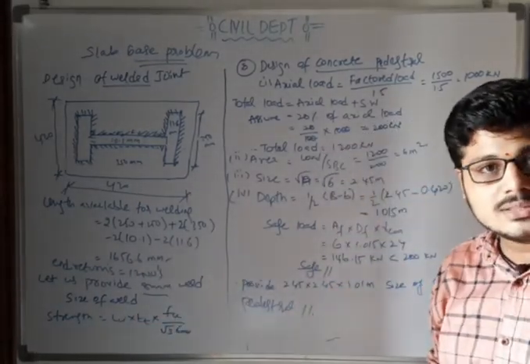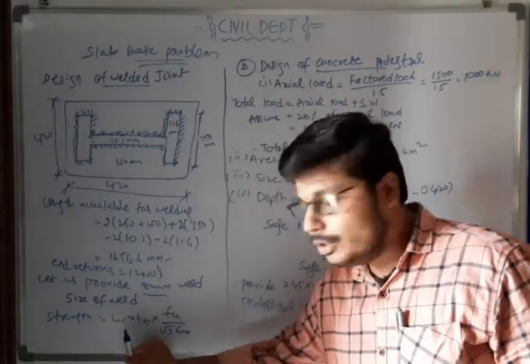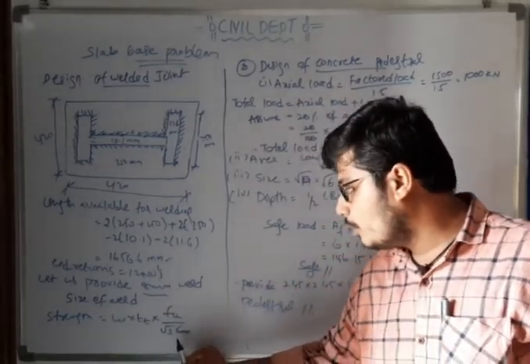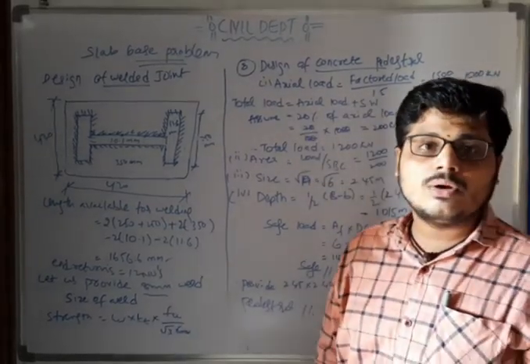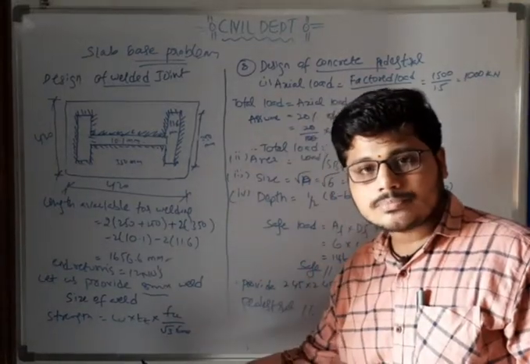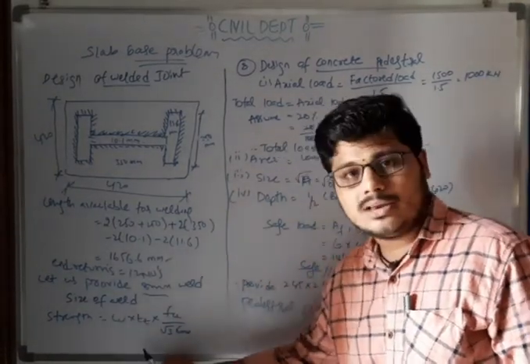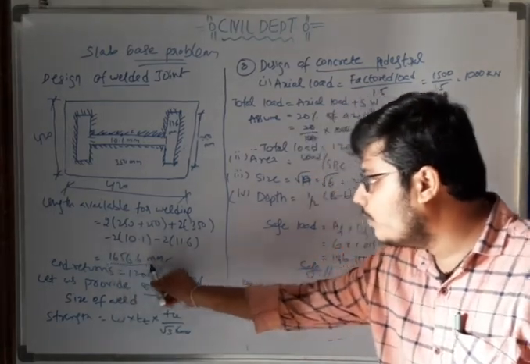And you know how to calculate strength, that is Lw into Tt into fu by root 3 gamma mw. Tt is nothing but the throat thickness. We know how to calculate it, 0.7 into s. So calculate and write down the strength value. Length available means this is the length of weld.